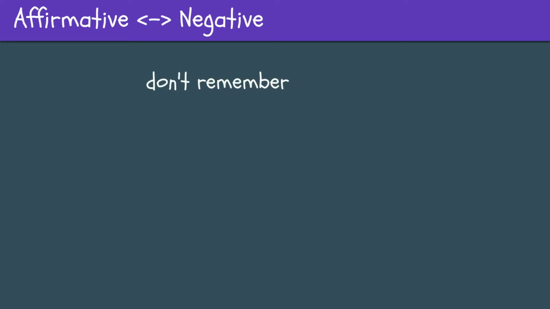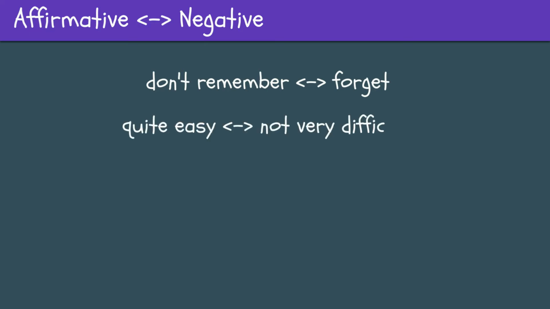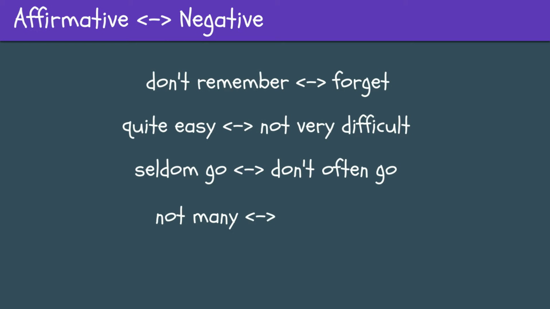One of the most basic of these involves swapping an affirmative for a negative, or vice versa. You can do this, for example, with verbs. You can say, I don't remember, instead of I forget. With adjectives, it's quite easy, instead of it's not very difficult. With adverbs, I seldom go, instead of I don't often go. With quantifiers, there aren't many, instead of there are only a few. And with conjunctions, unless he's careful, instead of if he isn't careful.